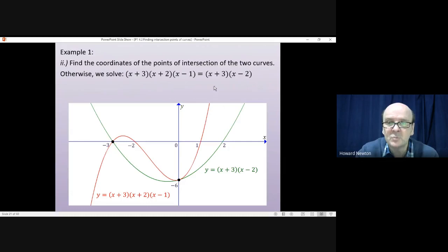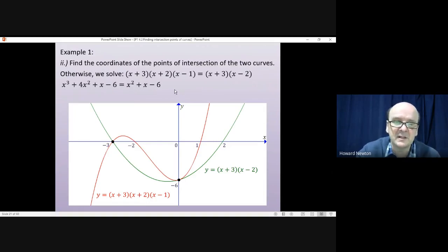The second equation is y equals (x plus 3)(x minus 2). So both of these things are equal to y. That means if we solve them simultaneously, we just have to say they must be equal to each other. Multiplying out all the brackets, and I won't give you the detail, I'll go straight to the answer on this, but if we multiply these 3 brackets together, we get x cubed plus 4x squared plus x minus 6. And if we multiply the 2 brackets together on the right-hand side, we get x squared plus x minus 6.